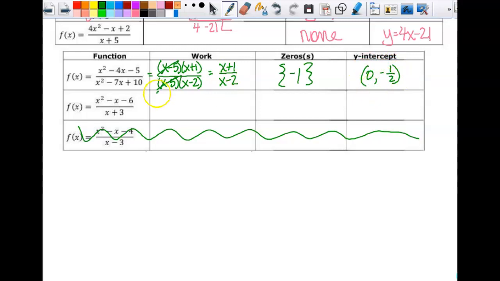Need to factor this one. This will give me x minus 3 times x plus 2 over x plus 3. So there's no holes here. I have 2 zeros. That's negative 2 and 3. I have a vertical asymptote here also, but again, it didn't ask me for that. Y-intercept, substitute in 0 for x, so I'll have negative 3 times 2 over 3. So it's 0, negative 2.